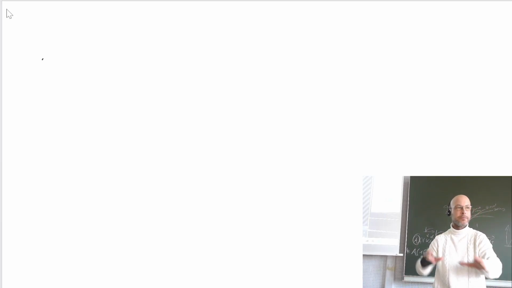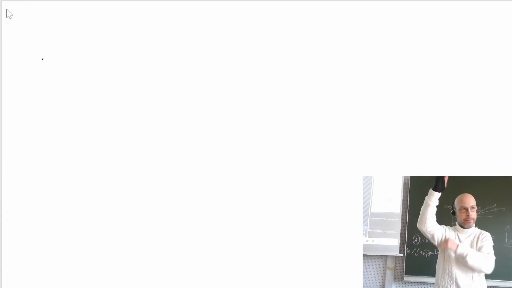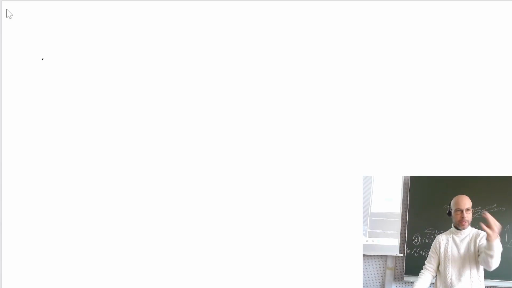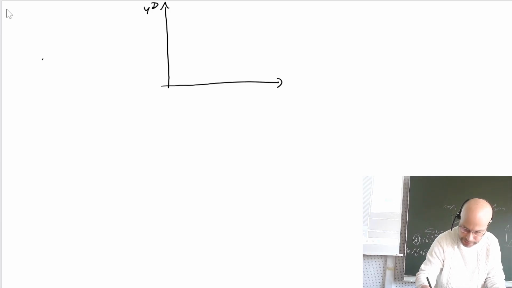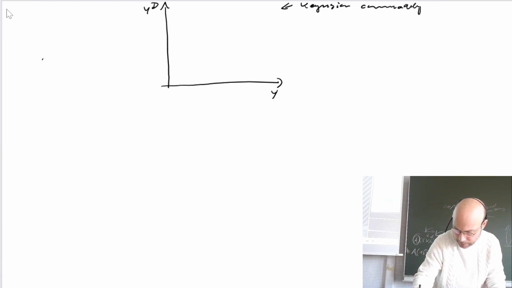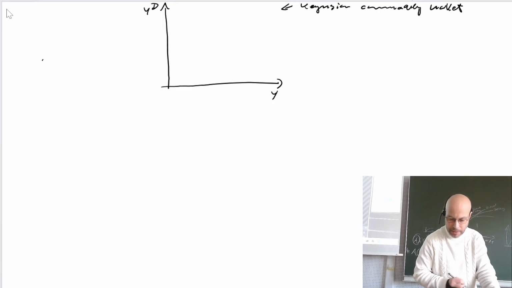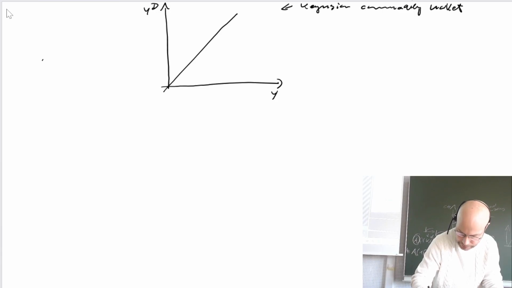We need now 4 diagrams, 3 below each other and 1 on the left. So I start with a commodity market. YD and Y. Keynesian commodity market. And there we had YD equals Y and our equilibrium.